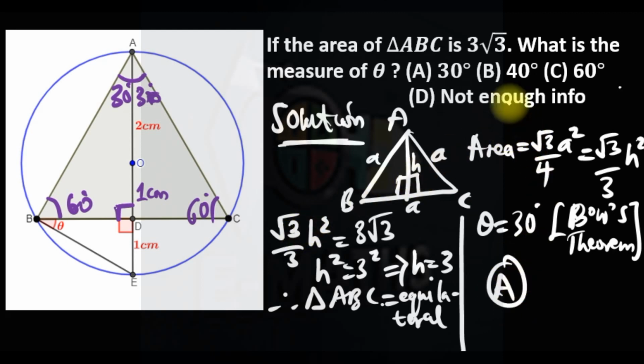So it's a tricky question. Some students would just go and choose D, not enough information, because they give you the area and some of the sides. So they want you to reason out the solution. So that is a very nice question.